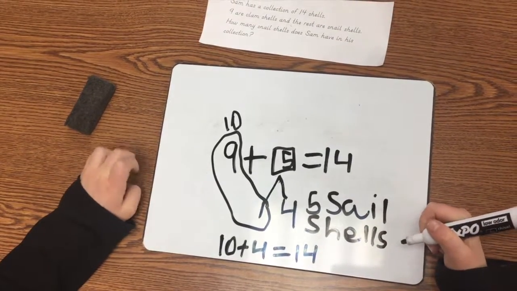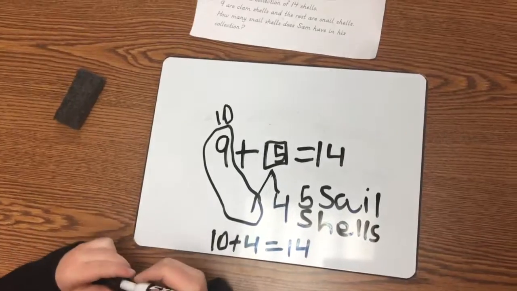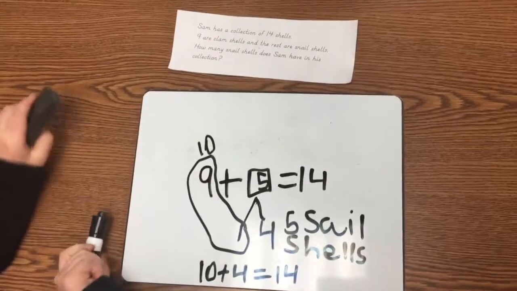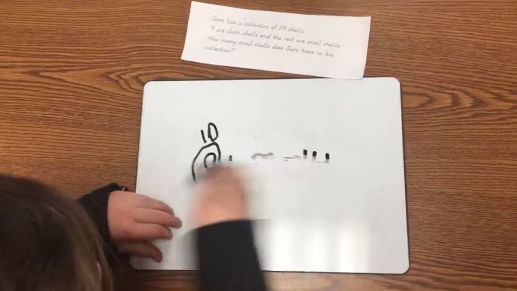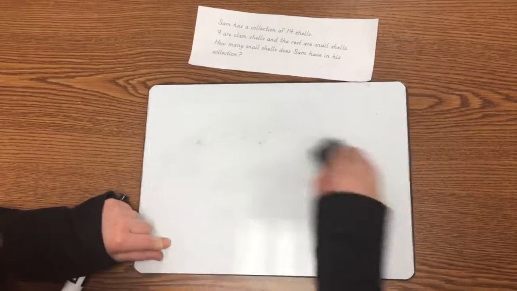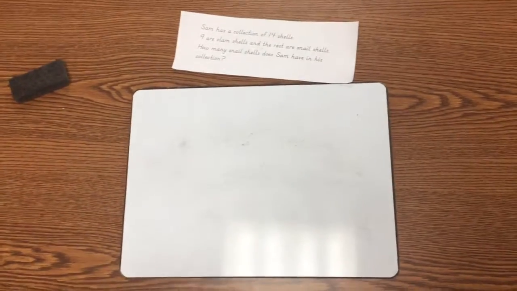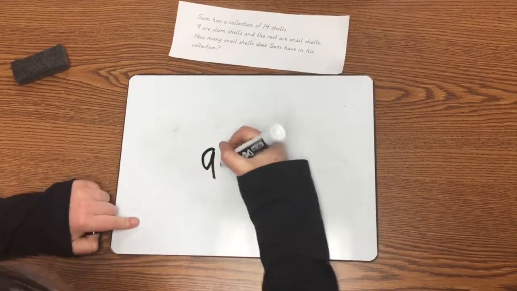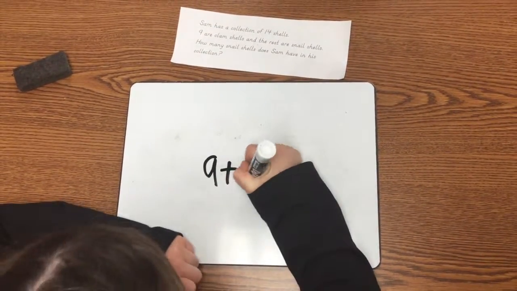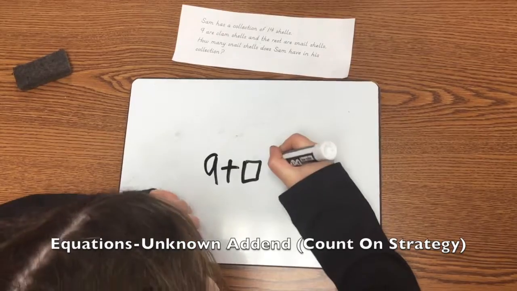Excellent job. Could you show your work using a different way? I can. So Sam has a collection of 14 shells, 9 are clam shells, and the rest are snail shells. How many snail shells does Sam have?